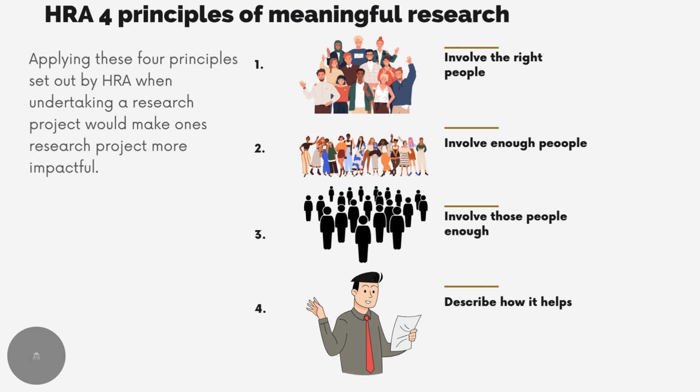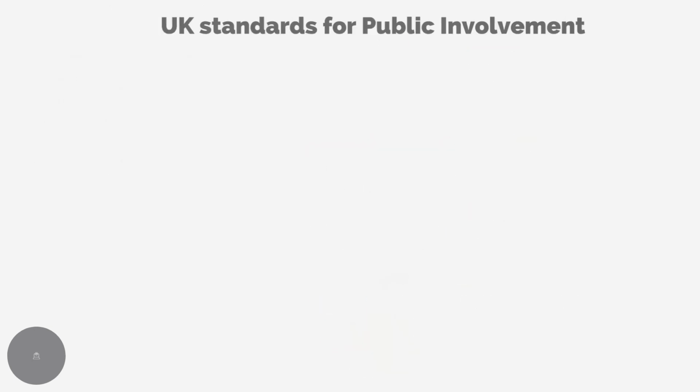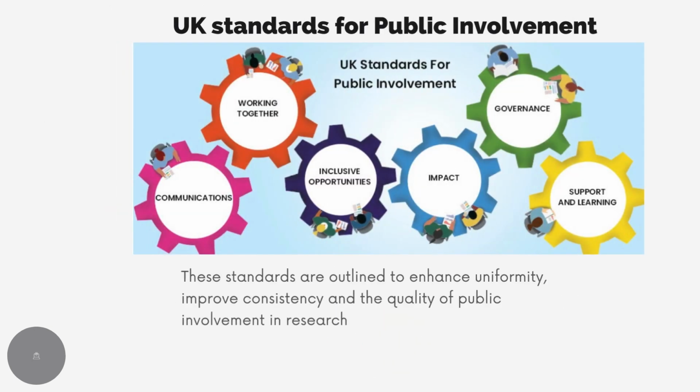So these are the principles for meaningful research. UK Standards for Public Involvement. There are six of them, and this is set up by, I think, the UK Standards for Public Involvement, and we'll talk about each of them briefly. So the first one is working together.